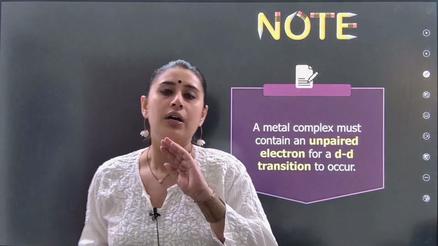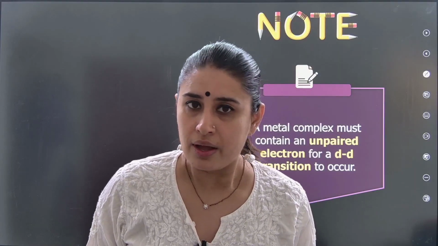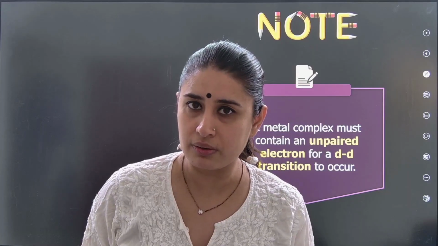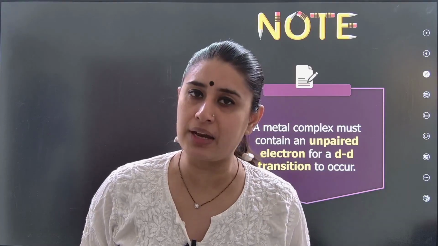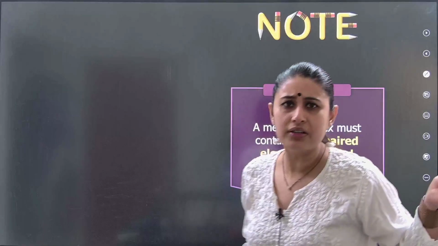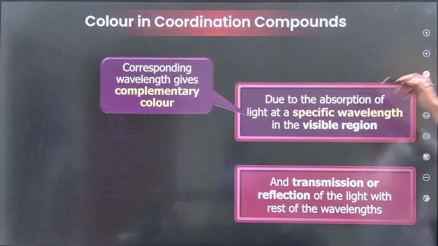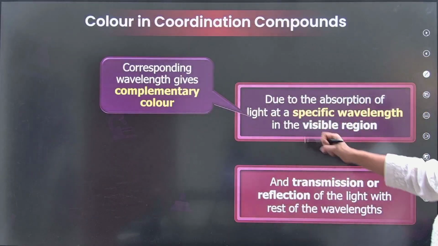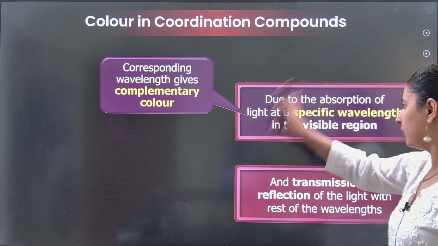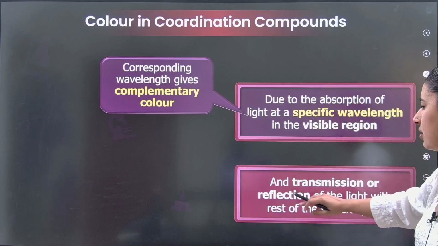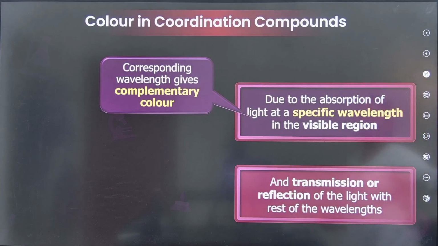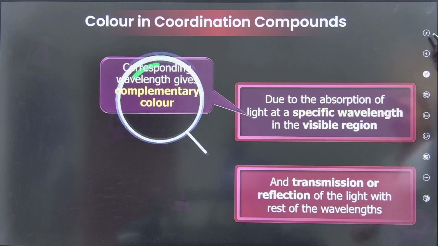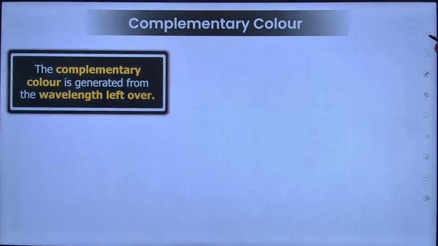So this is non-negotiable. If you have a d-block element in a complex, in a coordination compound, showing color, and it has an unpaired electron, then the reason is d-d transition for sure, right? So the corresponding wavelength gives the complementary color. Due to the absorption of some specific wavelength in the visible region, you will see the excitement, and the transmission or reflection of the light with the rest of the wavelength. Check this out. This is what we mean by the complementary color.